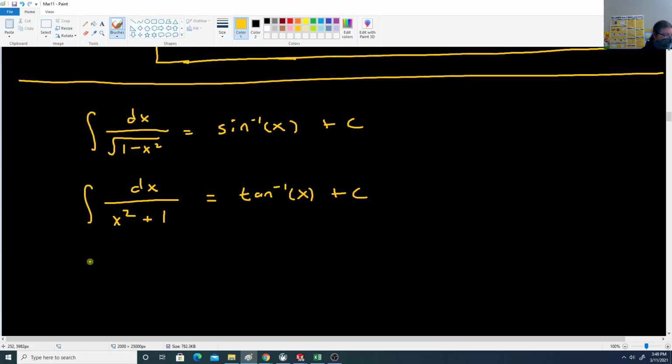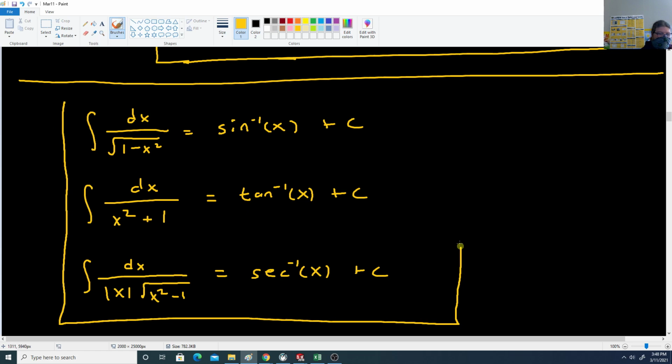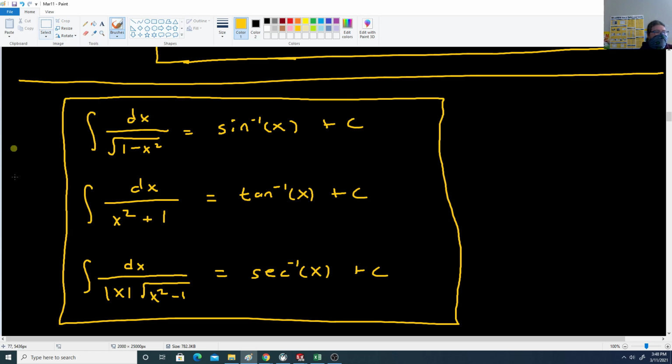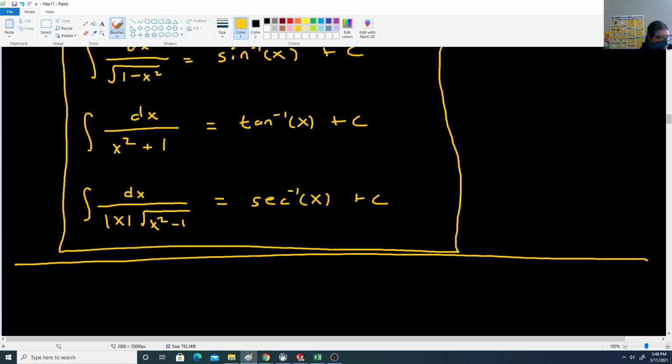And then down here we'll also have the integral of dx over absolute value of x, square root of x squared minus 1. That will equal inverse secant of x plus c. So we get these three equations, and we're going to be dealing with these for a bunch of the examples.